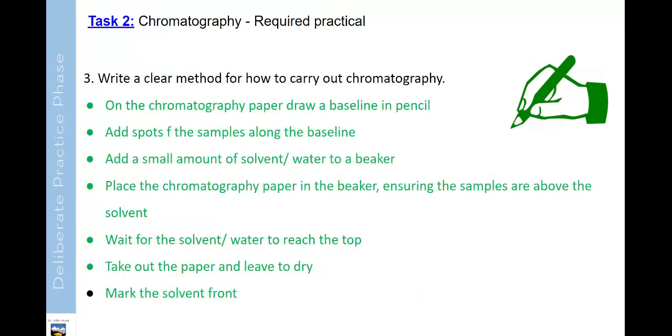Number 3, so remember guys, your method should be clearly laid out in bullet points or numbered stages, and you should begin with drawing a baseline in pencil, you add your samples, you then get a beaker with a small amount of water, you place your chromatography paper in it, ensuring the samples are above the waterline, wait for the solvent to reach the top, take out the paper and mark the solvent line.